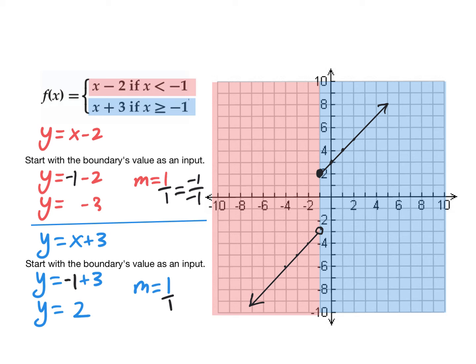There's the graph. Two pieces, like we said, not connected. It just so happens that they have slope 1, both of them do. That's not how it's going to work out most of the time. Okay? That's the easy part of this problem.